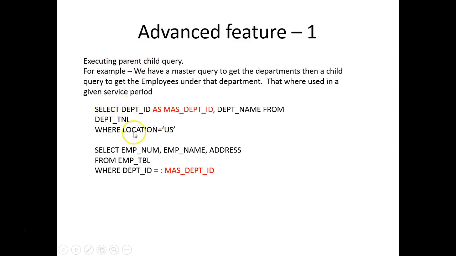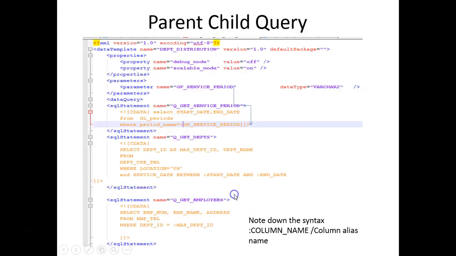Let's say we have a parent query and we want to pass some values from the parent query to the child query. Similar to parameters, you can use the output from the first query. In this case, I'm getting the department ID as master department ID and passing it into the second query, the child query, as a variable. This is the feature which allows you to query master to child or parent to child queries. You can have any number of sub-child queries like this.